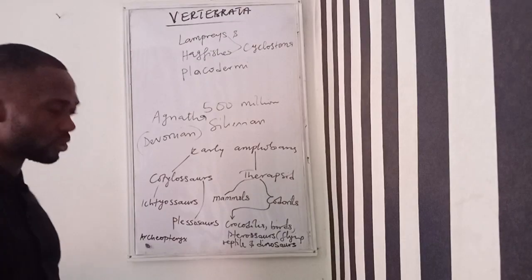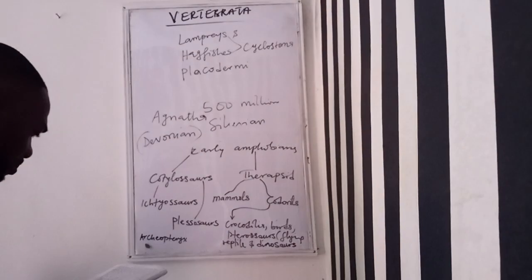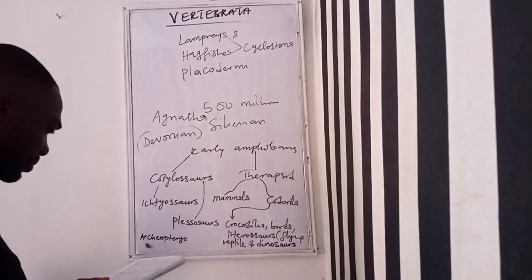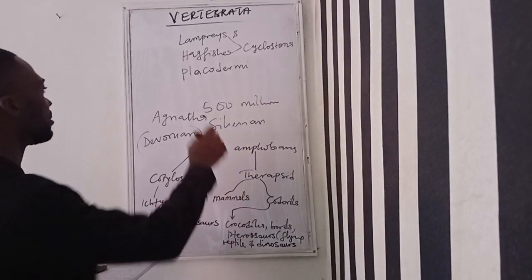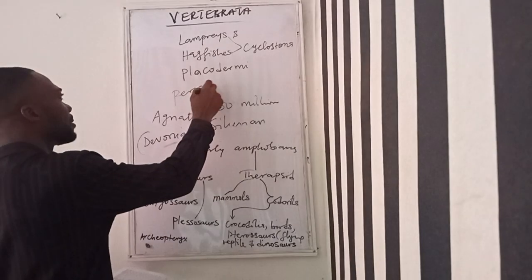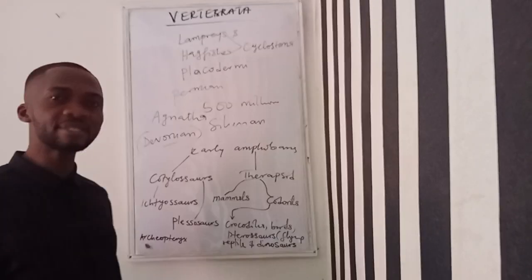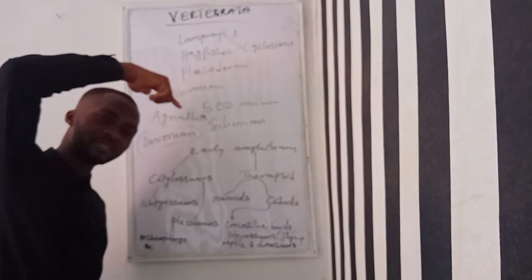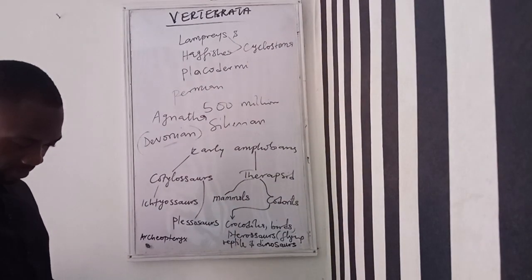So the Placodermi became a force in the Devonian period, but towards the end of the Permian, they disappeared from the earth. So the Placodermi also became a force during the Devonian era, but when it got to the Permian era, they all disappeared. So members of Placodermi are extinct, just like we have extinct Agnatha. So they are no longer in existence.